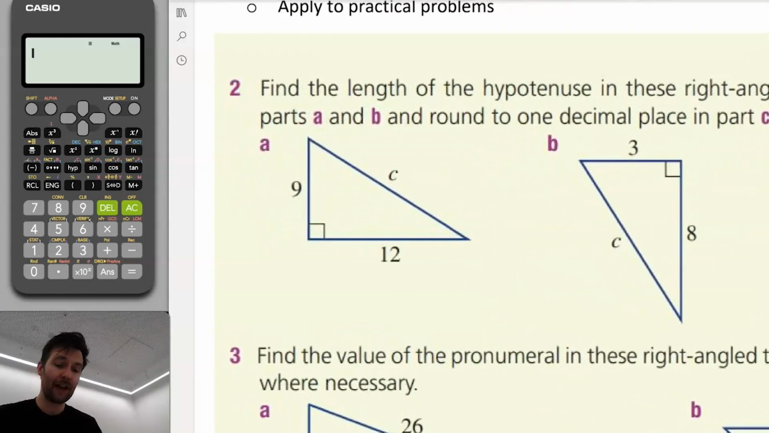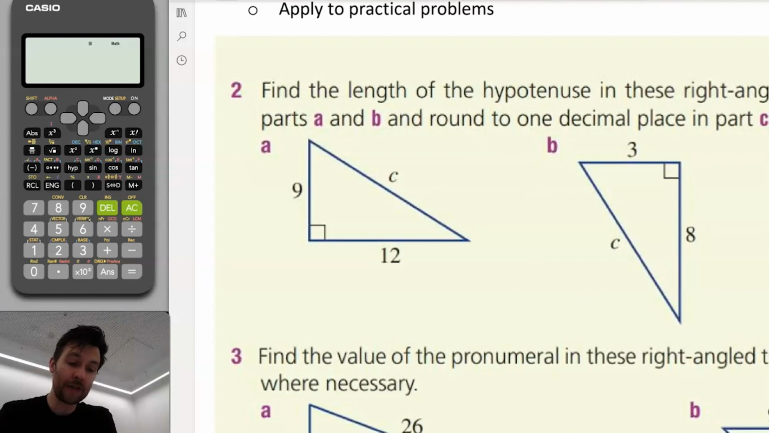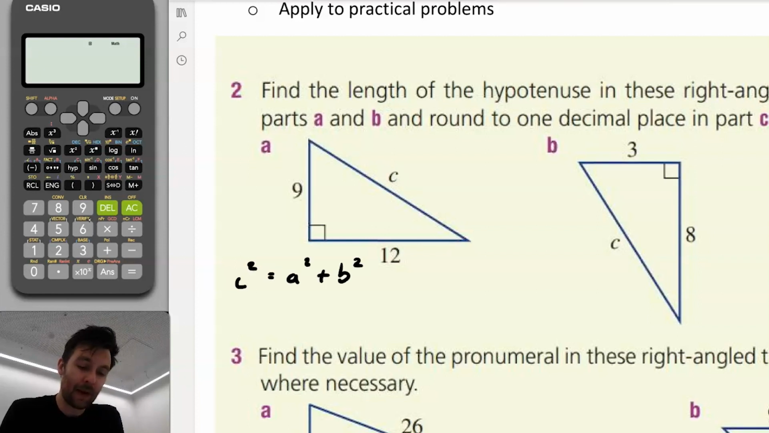So if we consider this first triangle that we've got there, we don't know what side length C is, but we want to find out what it is. So what you could do for this one, I'm going to write it slightly differently. I'm going to say C squared equals A squared plus B squared. That's fine.